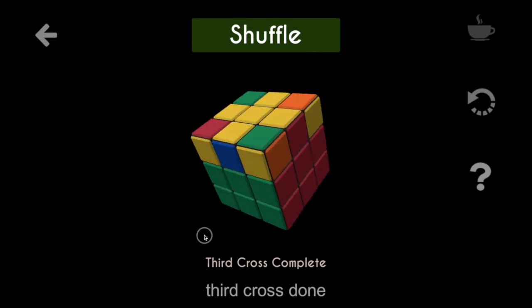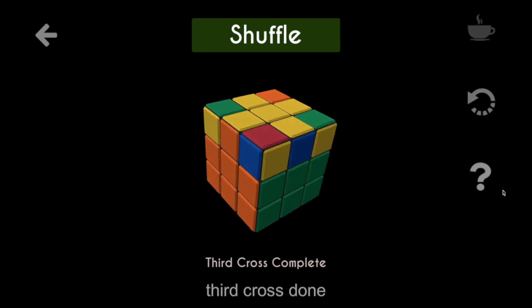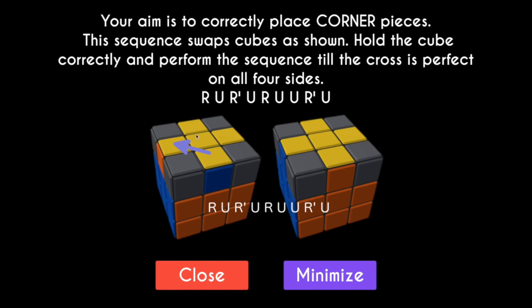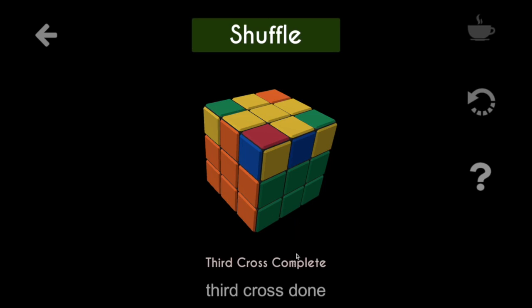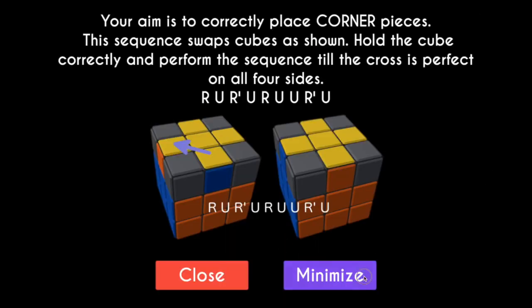Okay, these opposite sides are matching, which is of no use to us because we have a sequence which swaps these two. So if we try and get an orientation in which these both are done, then we need to perform the sequence only once. But now we have the opposites matching, so we need to perform the sequence twice. So okay, hold it any way you want and let us see the sequence.